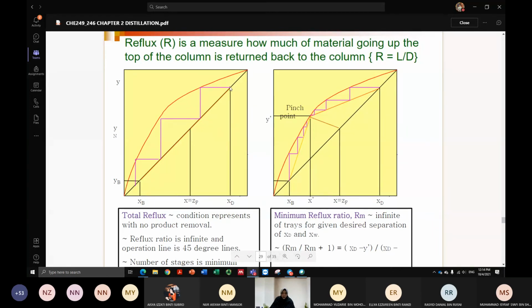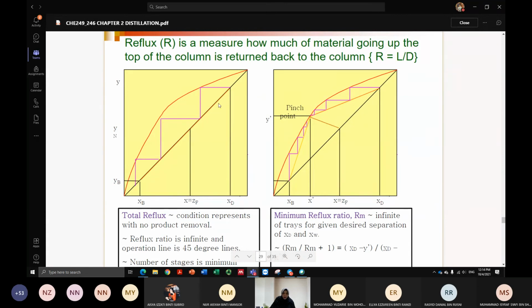So you're going to draw your XD. If you have total reflux, what you need is only XB and XD. You don't need the XF. In this one, it uses ZF, it's okay, but this is XF actually. So XD, XF, XB.